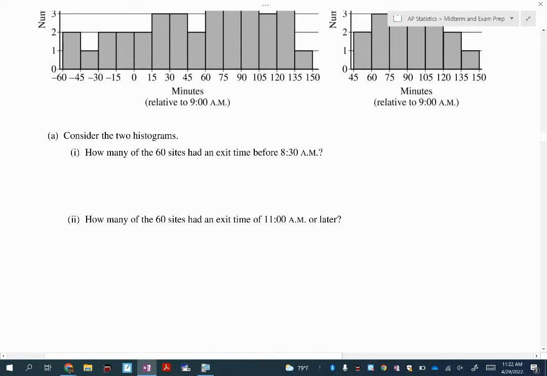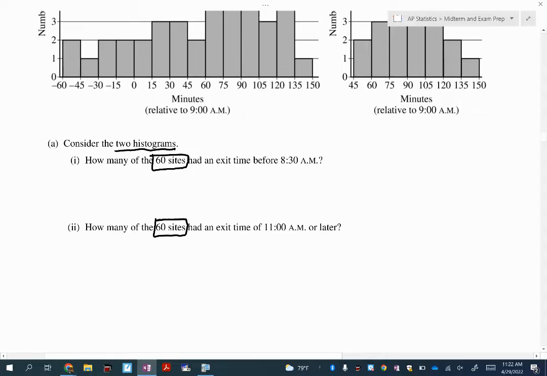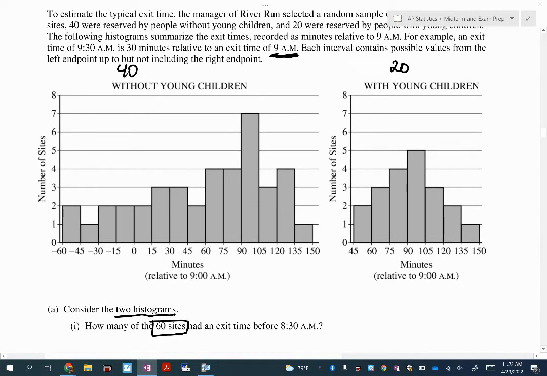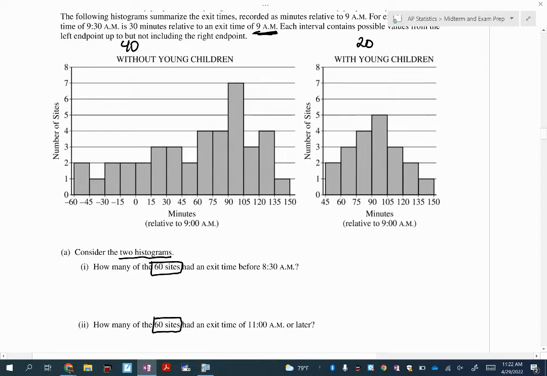Now, part A, we're going to do 2 things. And you'll notice that it says consider both histograms, and it says 60 sites. The moment that I see it says both histograms and 60 sites, that makes sense because we have 40 and 20. So I'm going to probably be looking at both here. How many of the 60 sites had an exit time before 8:30 a.m.? Well, I notice 8:30 is before 9 a.m., so it needs to be negative numbers. It needs to be before negative 30, so numbers below negative 30. The first thing I look at with the young children, there aren't any people that had young children that were able to get out of their campsite even at 9 a.m. That would be 0. So I don't even look at the histogram to the right.